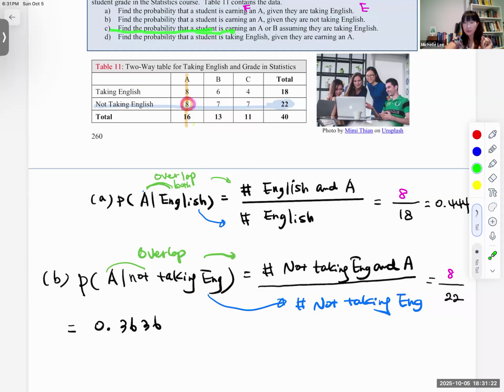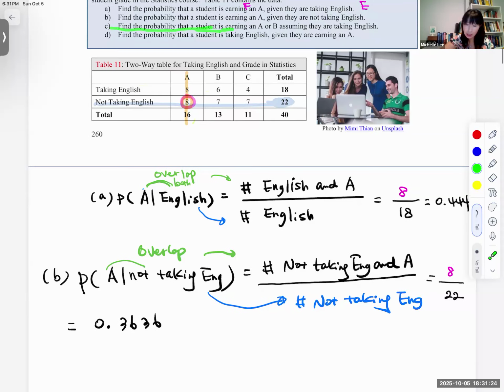Now we have part C. C is a little bit different because we have A or B. That means we just add them. In this contingency table, A or B is disjoint, so we can just add them. There is no overlapping part to take away.